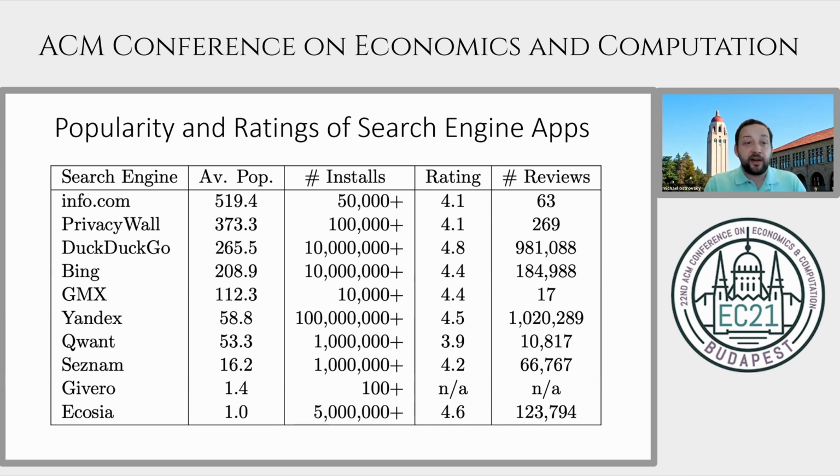The observations about the qualities and the popularity of info.com and Privacy Wall are not anecdotal. You can actually go in Play Store and see how many times they were installed in total. And we're talking about tens of thousands, which is negligible compared to some bigger search engines like DuckDuckGo or Bing or Ecosia that have millions, and some of them have more than 10 million installs. So much less popular search engines with much lower ratings, much fewer reviews end up winning.